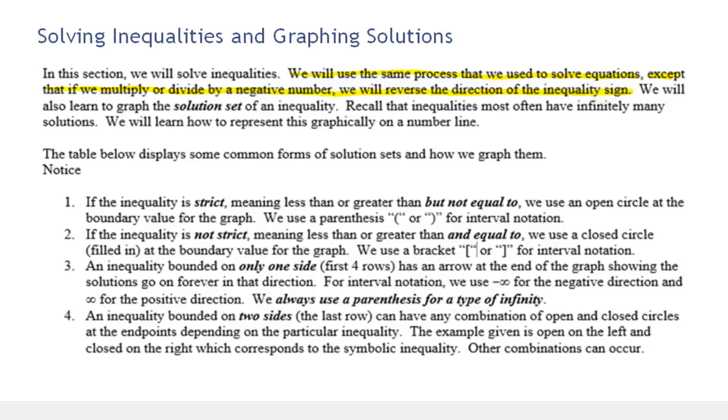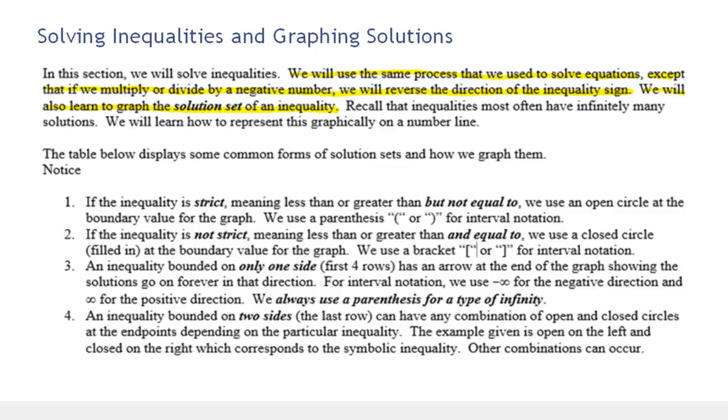We saw that result when we used the construction webs, and we saw our properties of inequality were different when we multiplied or divided by negative numbers. We will also learn to graph the solution set of an inequality. When we solved equations, we might have a solution like x equals 3. Now we'll have something like x is less than 3. So we're going to have an infinite amount of numbers that make the inequality true, and we want to represent those on the number line.